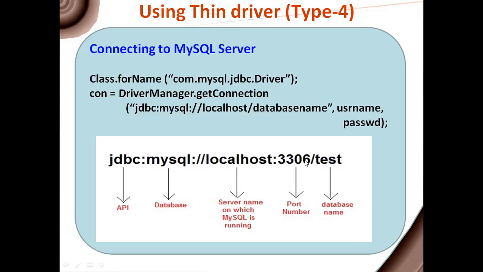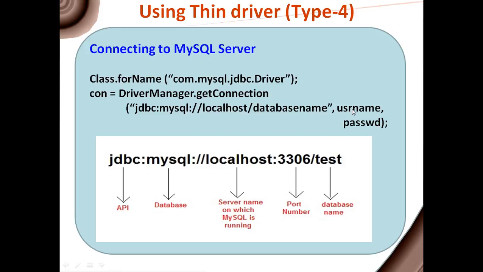Then the port. By default, a database server typically runs on 3306, so you need not give it every time unless you have changed the port. So localhost, then colon 3306, that is the port number, and then the name of the database, which could be test or study or whatever. This method, DriverManager.getConnection, is going to take three parameters. The first one is the complete URL of the database along with the port and the name of the database.